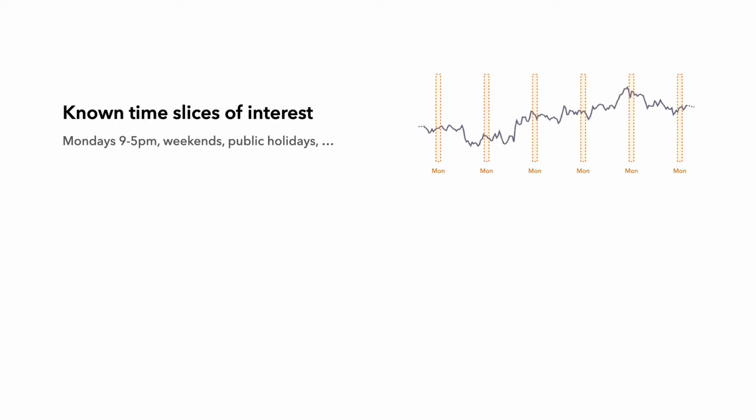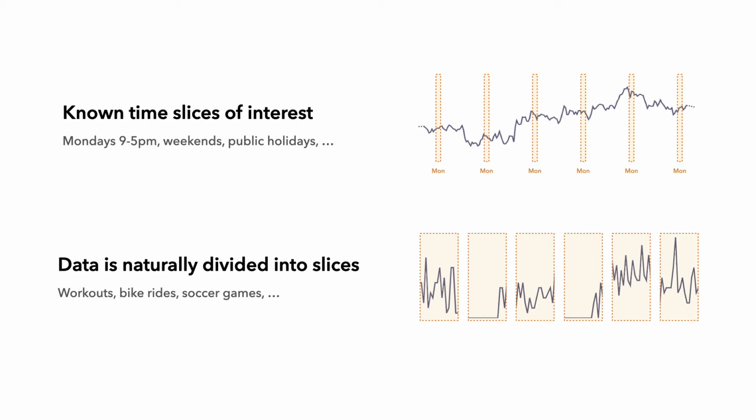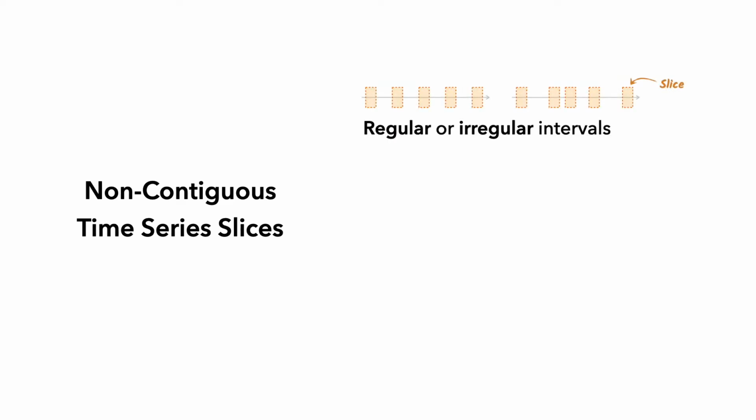We consider a different problem scenario and introduce the data abstraction of non-contiguous time series slices. We distinguish between two main types. First, the data is recorded continuously, but the user wants to analyze specific known time slices of interest, such as Mondays 9 to 5, weekends, or public holidays. In the second case, the data is naturally divided into slices and not continuously recorded, such as workouts, bike rides, or soccer games.